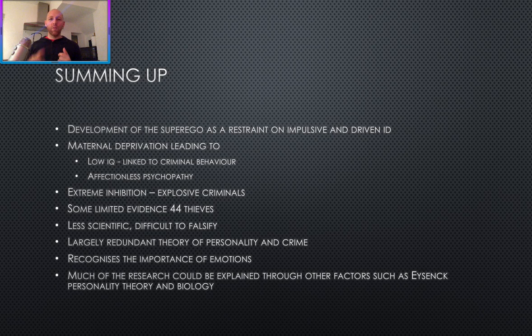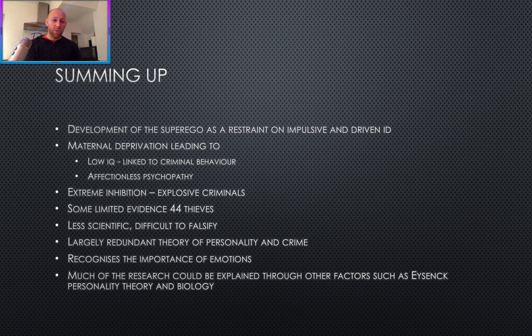To sum up then, we've looked at development, the superego, underdevelopment and dysfunction, as being an explanation for criminals, with them having an underdeveloped superego, so their restraint on their id is not there. We talked about the maternal deprivation hypothesis. Some of the things linked to that are, remember, low IQ and affectionless psychopathy. These have clear channels into criminal behaviour. Extreme inhibition, we talked about explosive criminals and inhibiting their aggressive impulses.